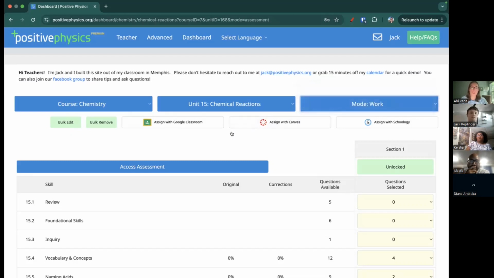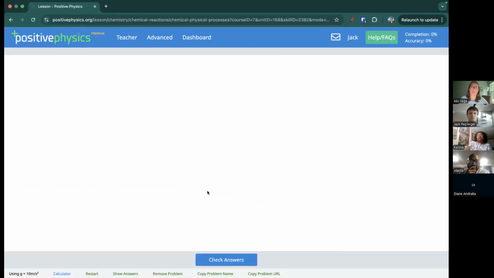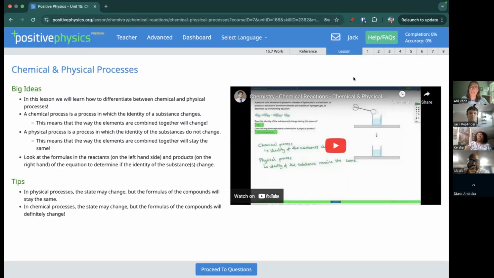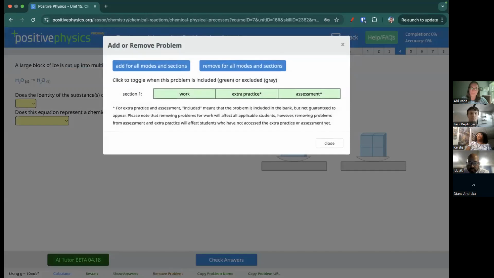So to answer your first question, I'll just show it, for people who don't know this yet. Say you want to assign this skill to your students, but there's a question you don't like, you don't want them to see this question. You can go at the bottom and click Remove Problem, and then it'll come up and you can choose, I don't want students to ever see this problem. Once they're grayed out, that means students won't have to answer that question.